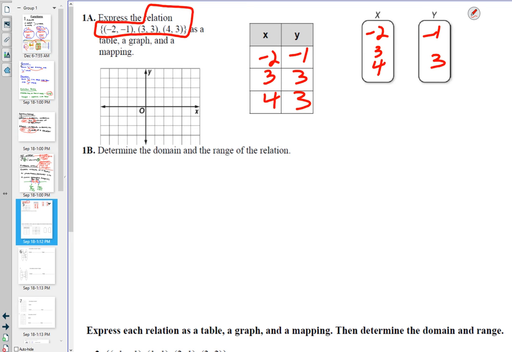Jeanette, how do you express a relationship in a mapping diagram? Somebody mentioned it earlier and I said, keep that in mind because it's going to come up later. It starts with A and ends with a row. Arrow. The arrows, yeah, use the arrows. So negative 2 goes to negative 1, 3 goes to 3, and 4 goes to 3. The last one would be a graph, just plotting the points: negative 2, negative 1, and 3, 3, and 4, 3.